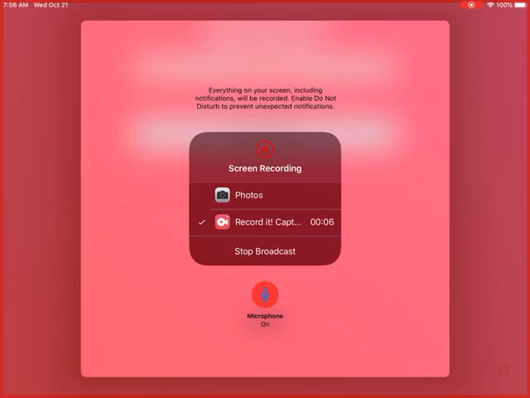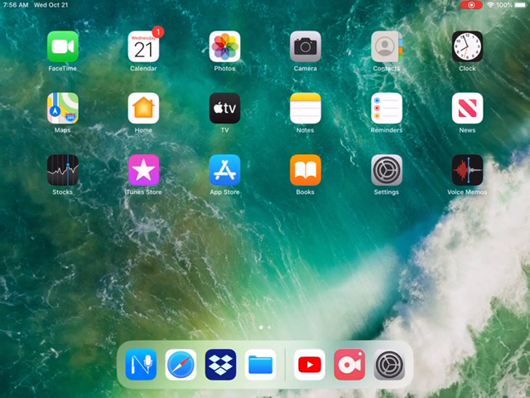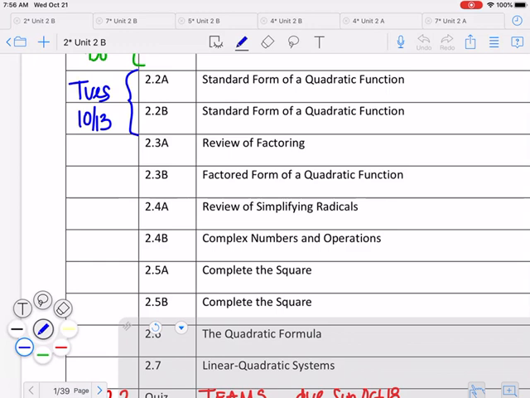Oh, these notes are for 2.3, Algebra 2. I'm just grabbing my notes here. 2.3 parts A and B: factoring review and factored form of a quadratic function.